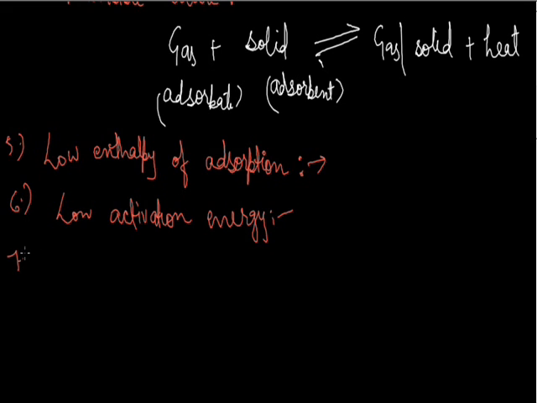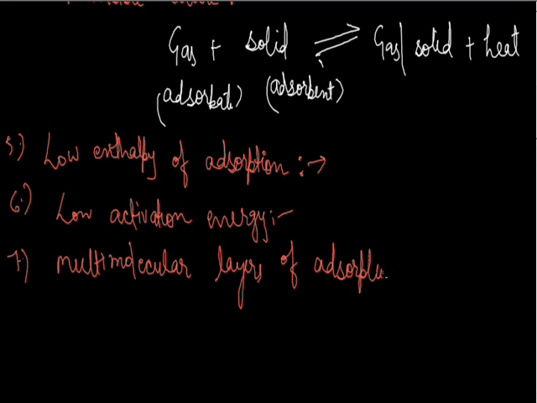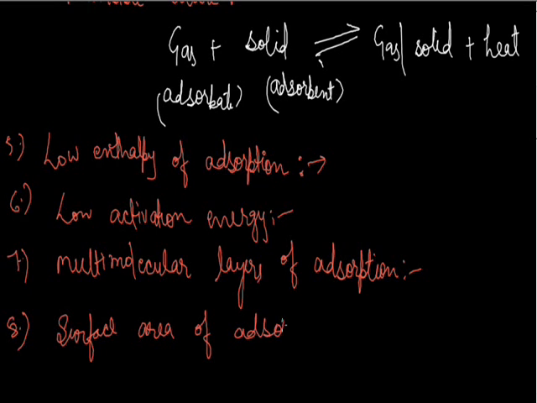Multimolecular layers of adsorption. As layers of a gas can be adsorbed one over the other by van der Waals forces, multimolecular layers are formed under high pressure. And last is surface area of adsorbent. When we increase the surface area, the adsorption also increases. So for more adsorption, we have to increase the surface area.